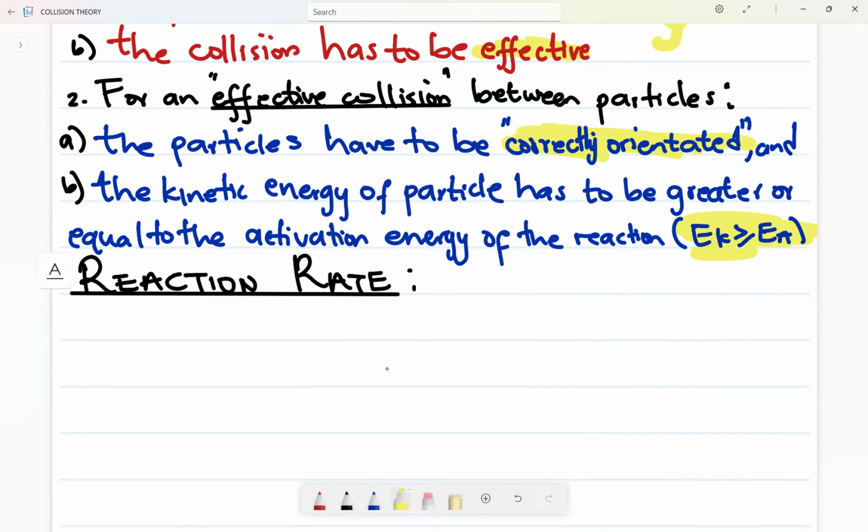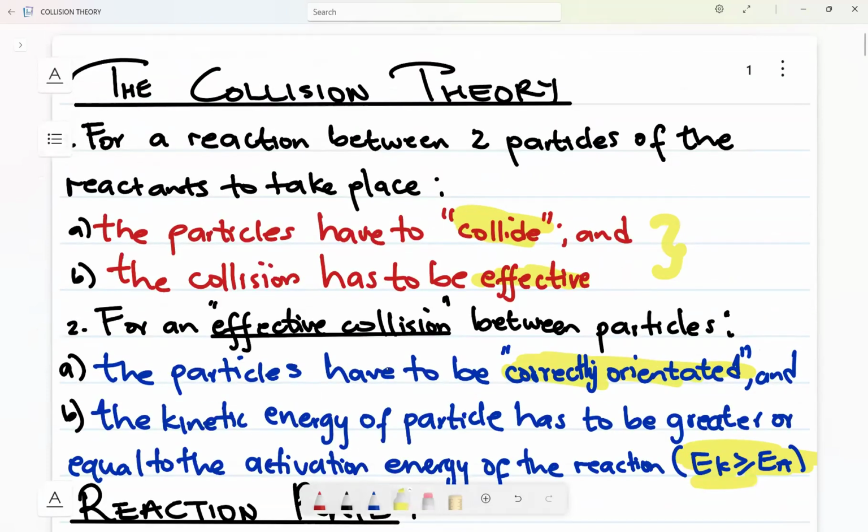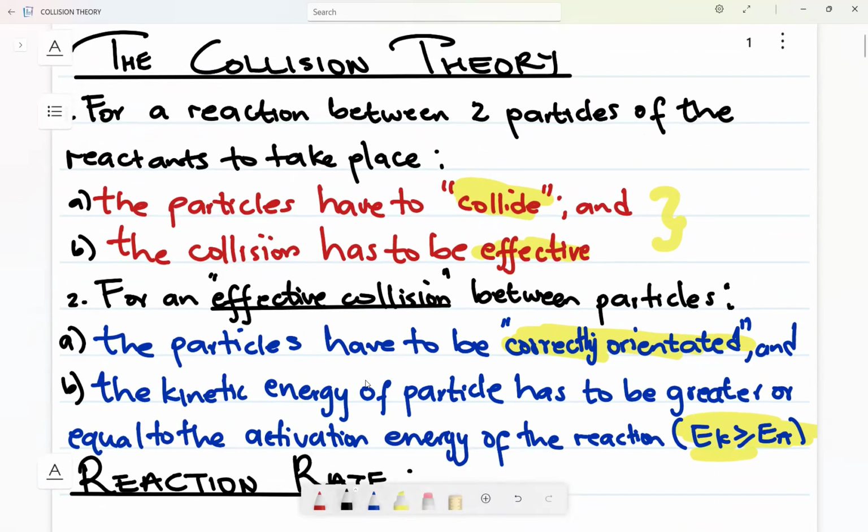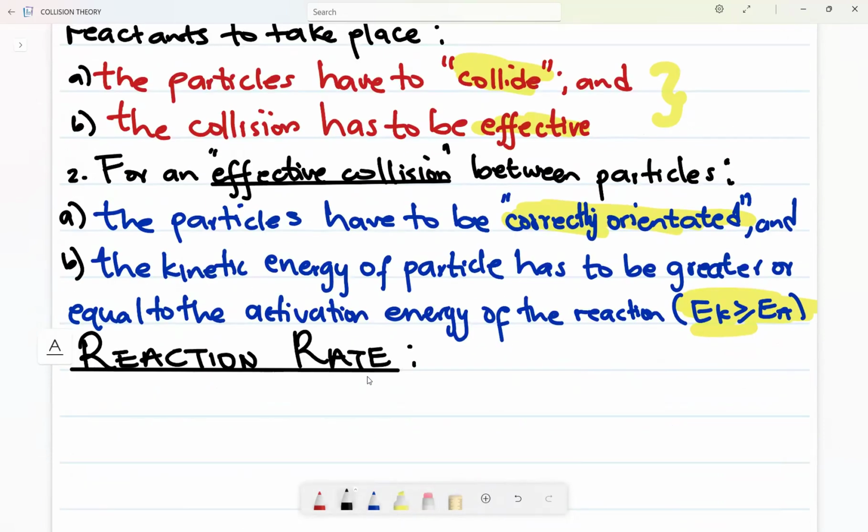In a reaction, for a reaction between two particles to occur, we need those particles to collide, and we need them to collide effectively. But how can we make sure that the collision is effective? By making sure that the orientation is correct, and by making sure that the kinetic energy is greater or equal to the activation energy.